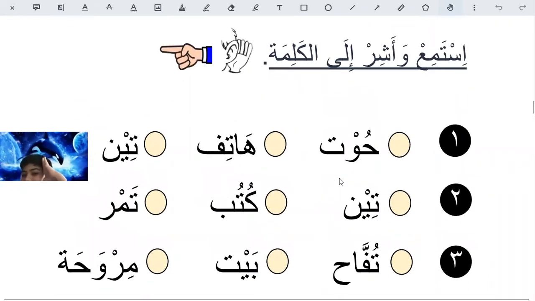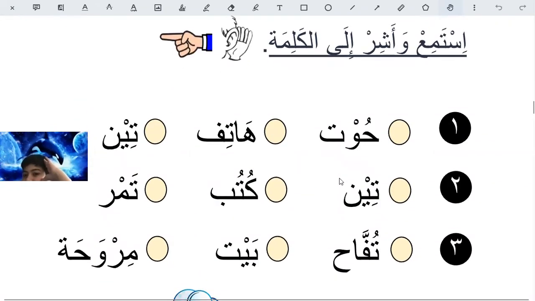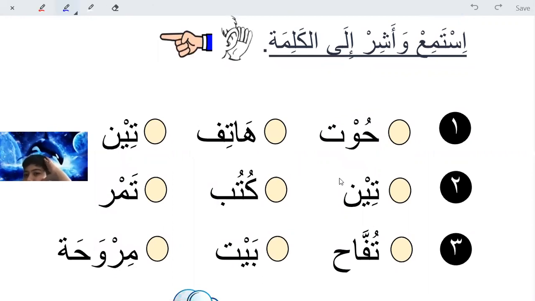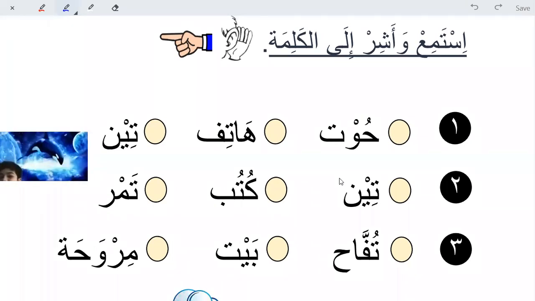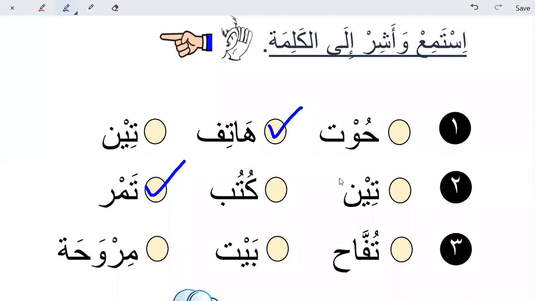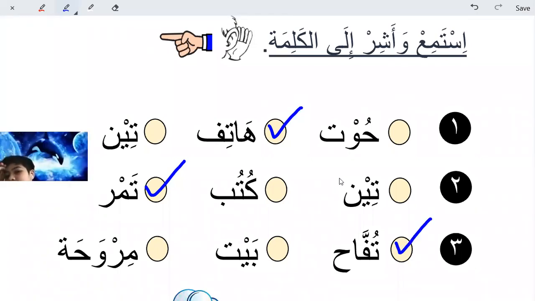Istami' wa ashir ila al-kalima, listen and point to the word. Telephone. The second one. Good. Date. The third one. Tamar. Apple. Apple. It's tufah. Good.